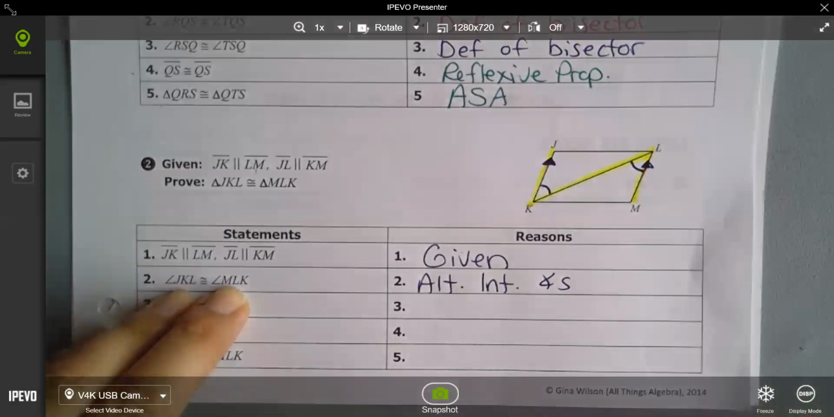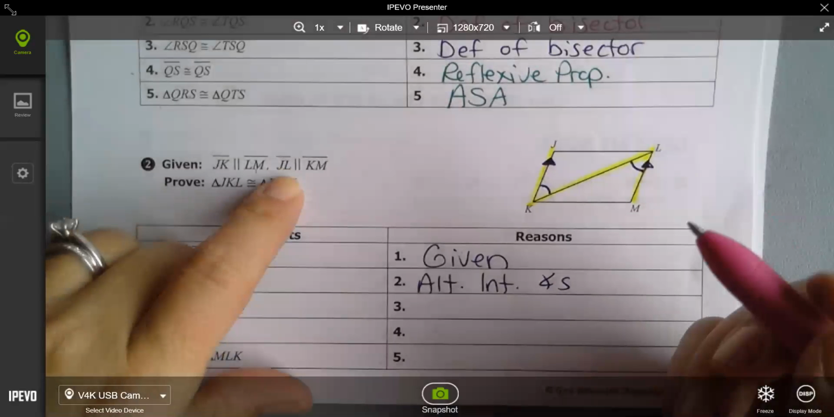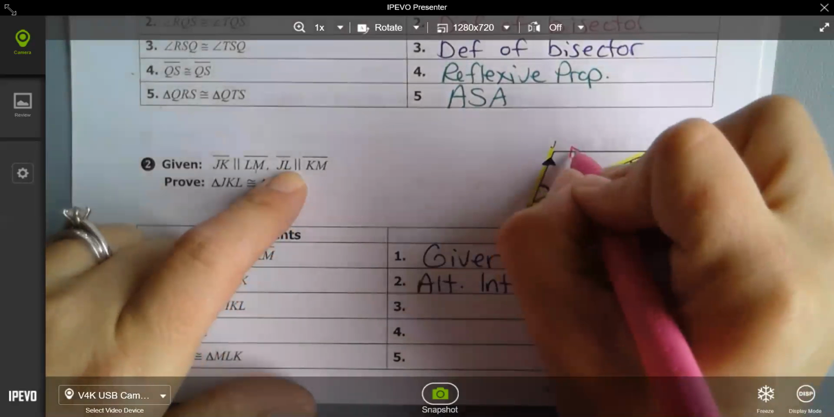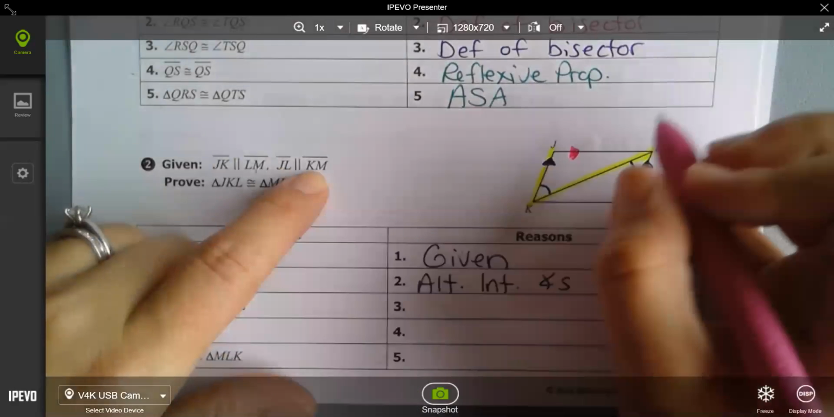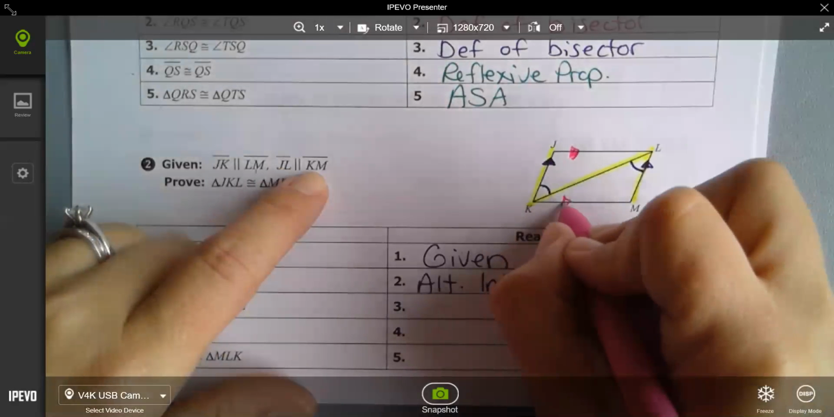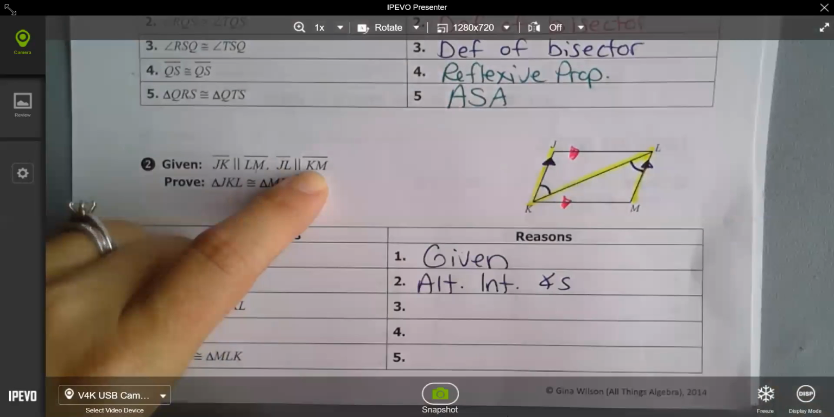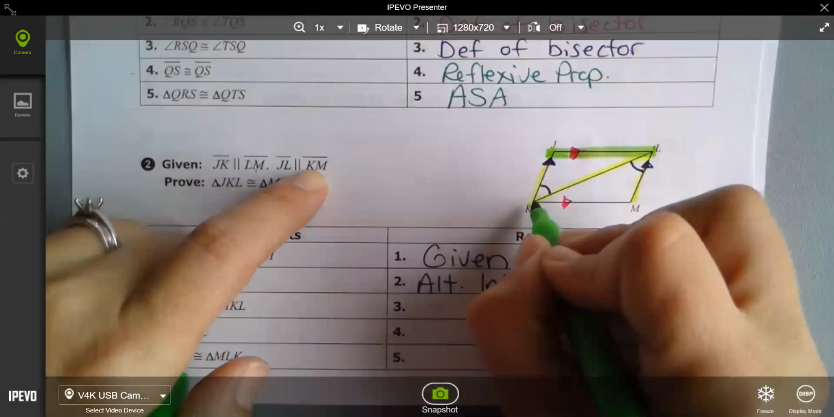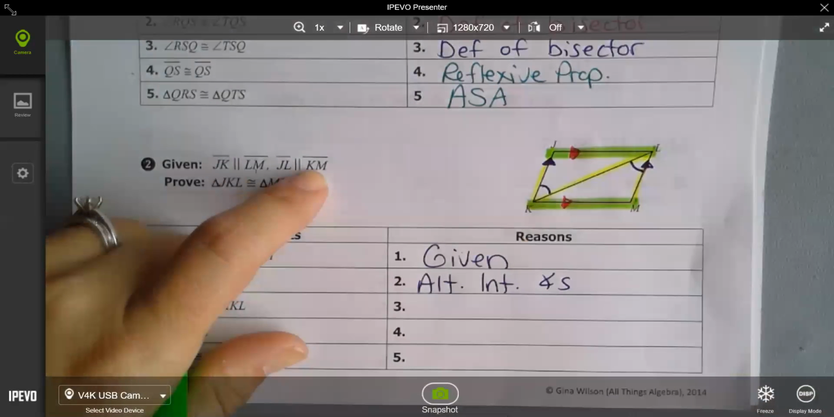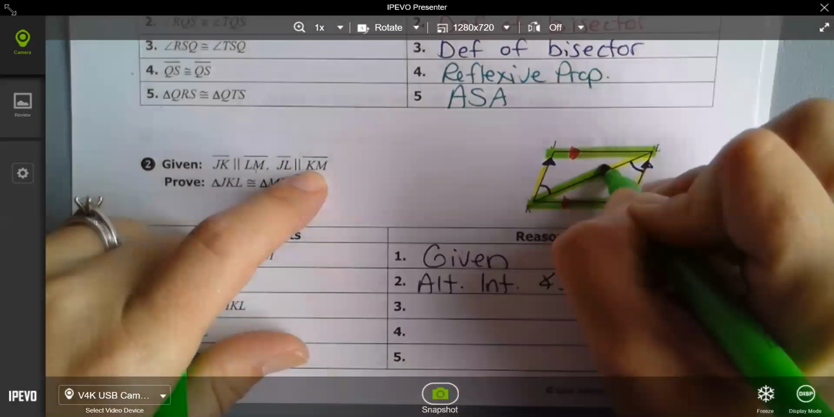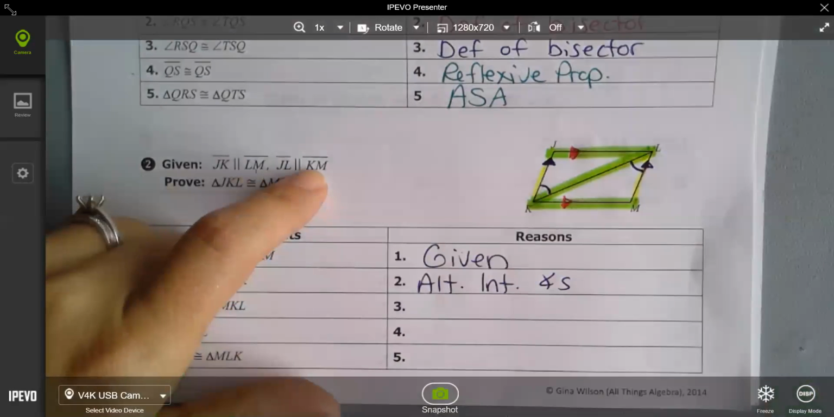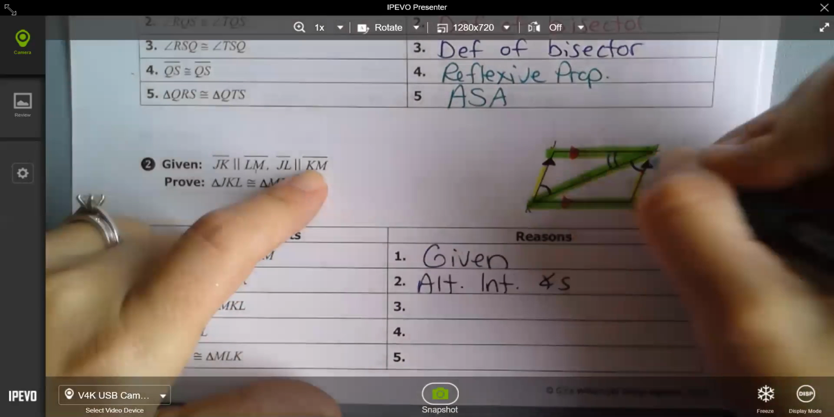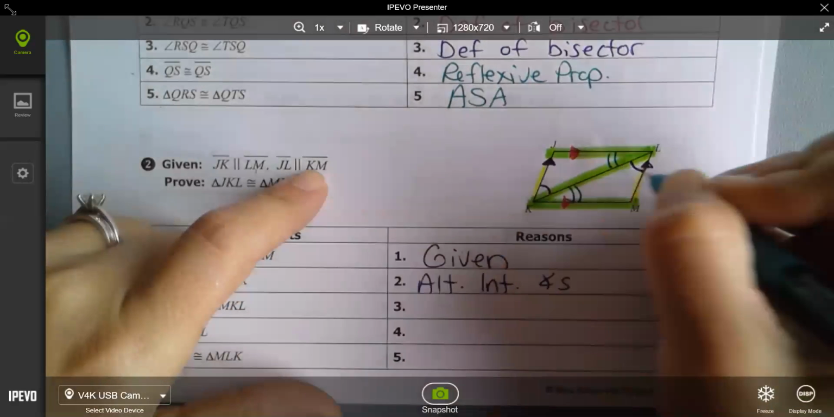All right, let me label the other one. I'm going to switch colors. So now I have JL parallel to KM. This time, these are my two parallel lines, and I have the same transversal. Do you see the angles which are congruent? It's this guy and that guy.